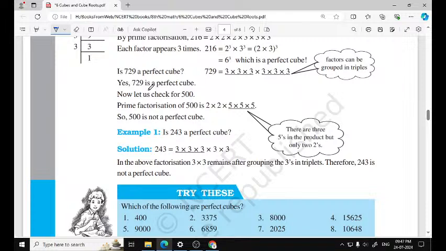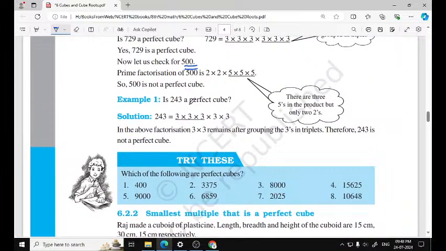729. 729 is a perfect cube. It is 9 into 9 into 9. Now let us check for 500. Prime factorization of 500 is 2 into 2 into 5 into 5 into 5. Now prime factor 5 forms a triplet, but prime factor 2 does not form a triplet. Therefore 500 is not a perfect cube.